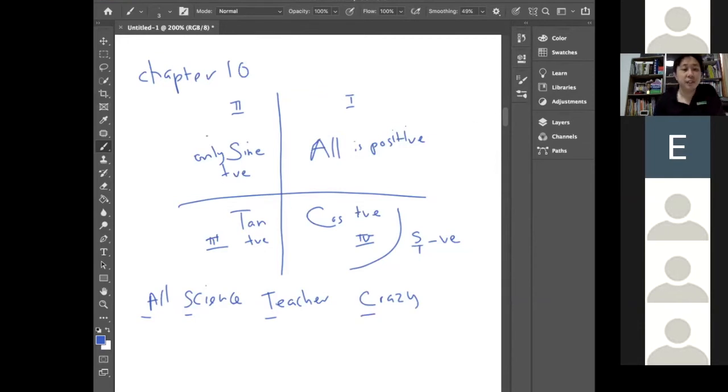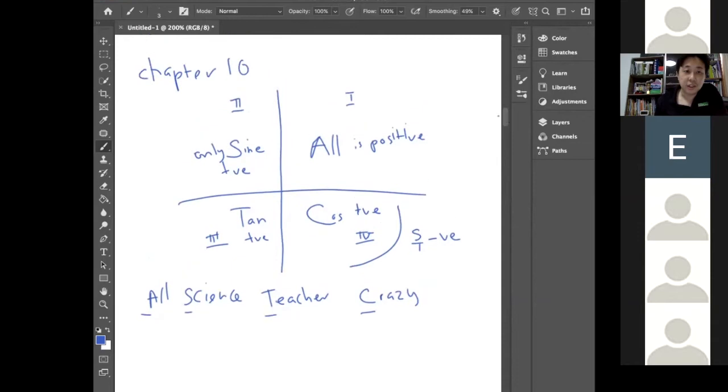Brandon, do you remember this? Okay. So if sine is positive here, then of course cosine and tangent will be negative. So quadrant 1, 2, 3, and 4.